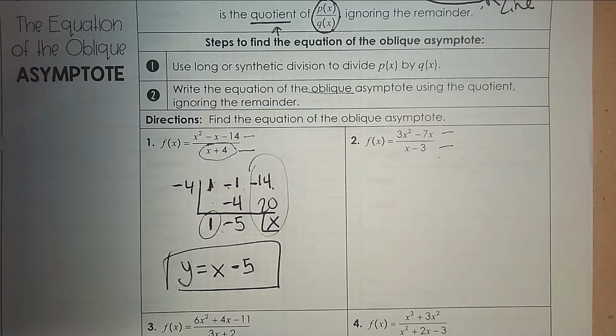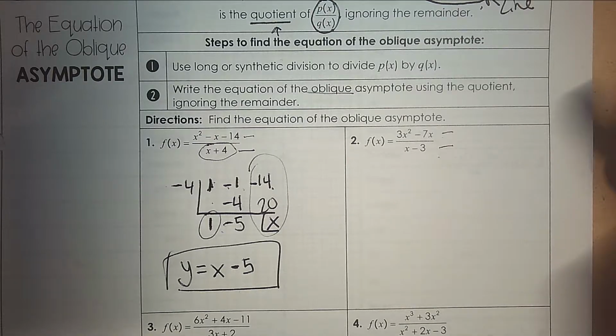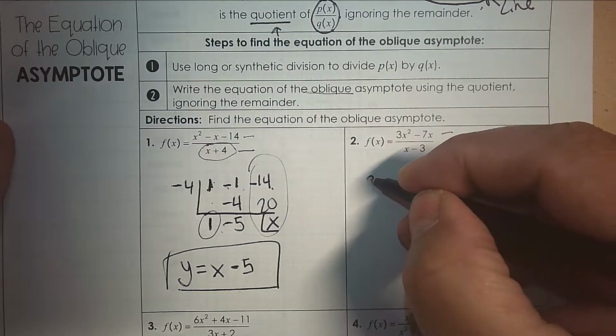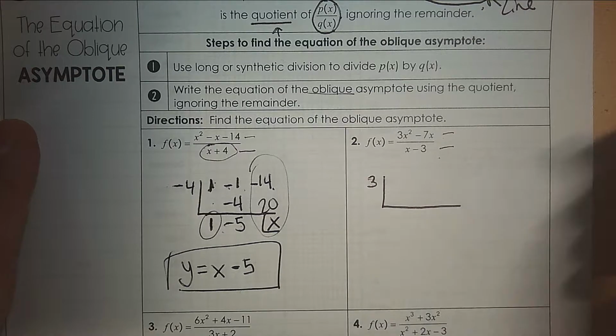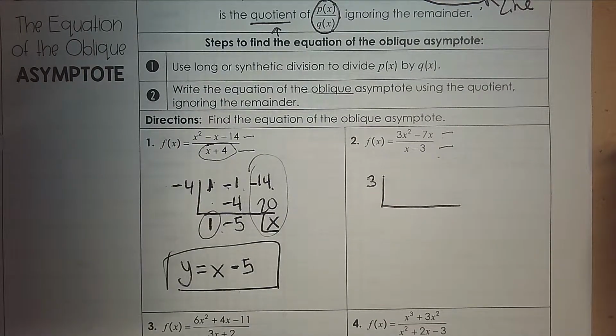How do I find the oblique? Divide. Is the denominator a simple linear? So I can use synthetic division. What's the 0 of the denominator? All right, can you fill in and then divide and then find the oblique asymptote?